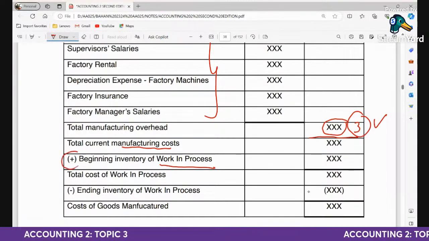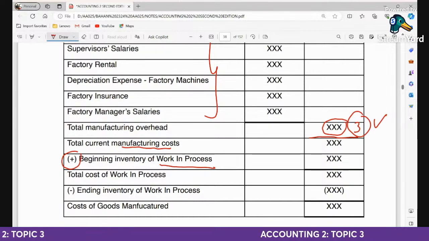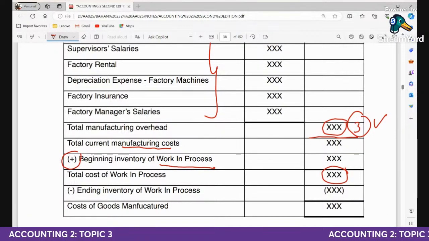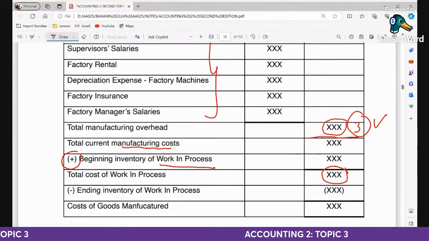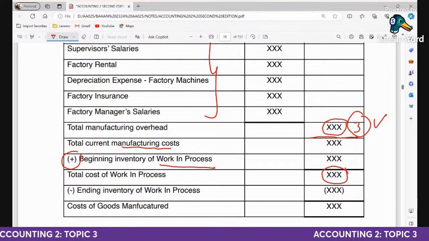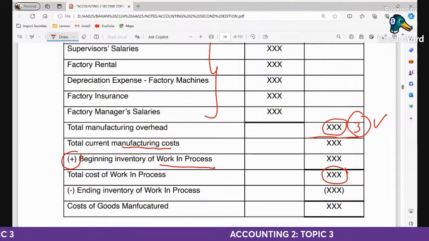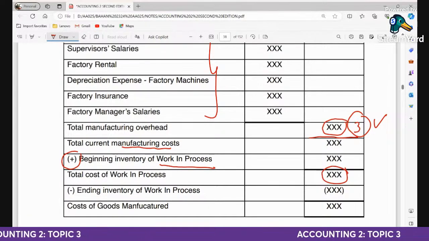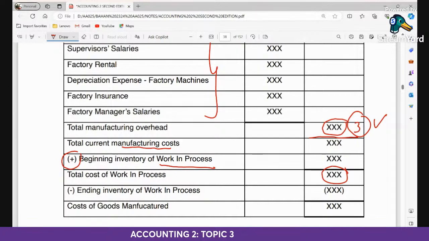Jadi sekiranya ada baki work in process di awal tahun, saya yang berada di tahun 2024 kena sambung. So jumlah itu perlu dimasukkan ke dalam kos untuk tahun 2024. So kita akan plus beginning inventory of work in process. Okay, so kita akan dapat total work in process. That means total work in process ni maksudnya saya proses dari tahun lepas tak siap, sambung 1 Januari.